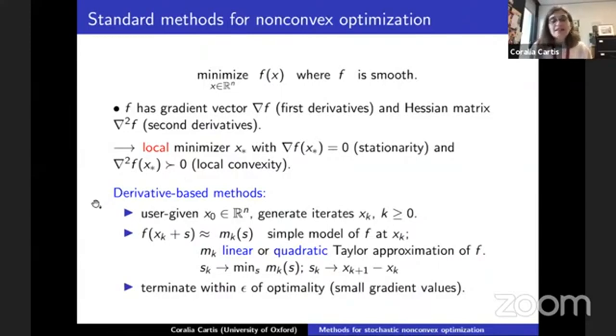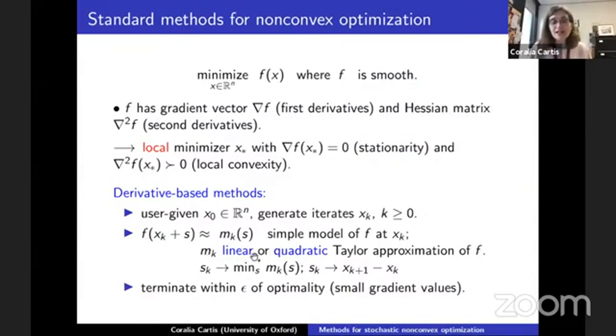Derivative-based methods can start from any guess of the solution. This is one of their strengths: you can give the algorithm any initial guess, x0, and it will generate iterates that are better and better approximations to a stationary point of the function, ideally a local minimizer. And how do they do that? The idea is simple. At the current guess of the solution, xk, you approximate this unknown complicated function f by a simple model.